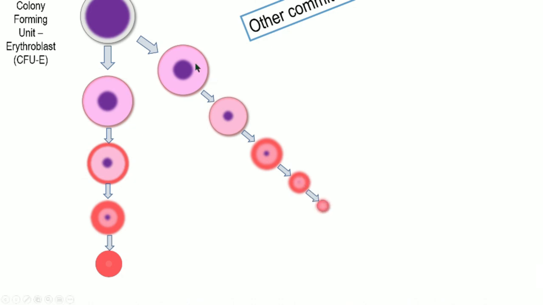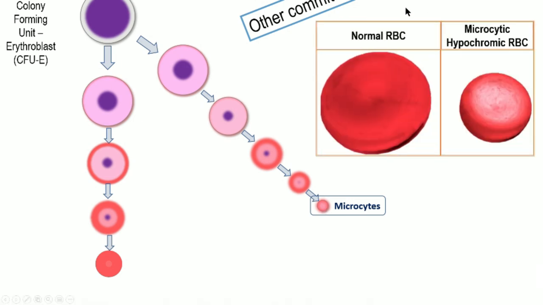Along with that, they will have some extra divisions in the hope that they will accumulate more and more hemoglobin. But obviously that does not happen. So resultantly, the size of the mature RBC is smaller than normal cells. And they are pale, they are less red. So the RBCs which are formed in iron deficiency anemia, we call them microcytic hypochromic RBCs. Microcytic because they are small, hypochromic because they are less red.